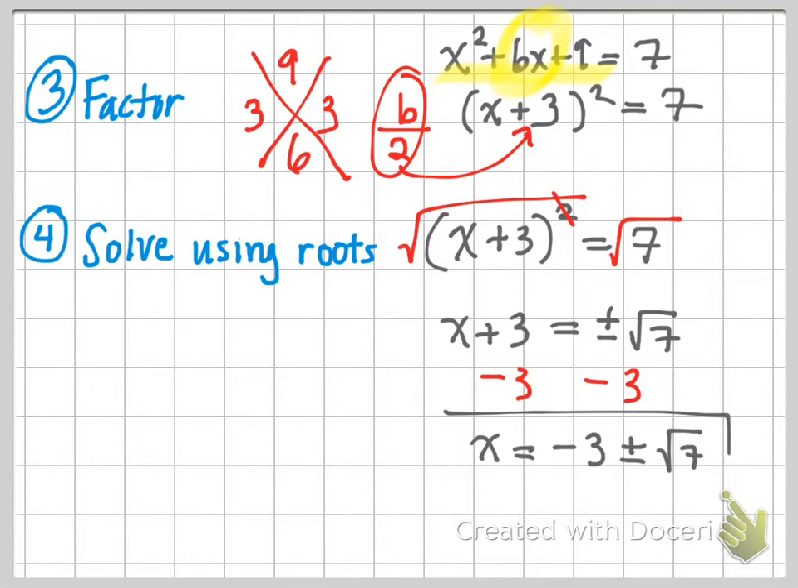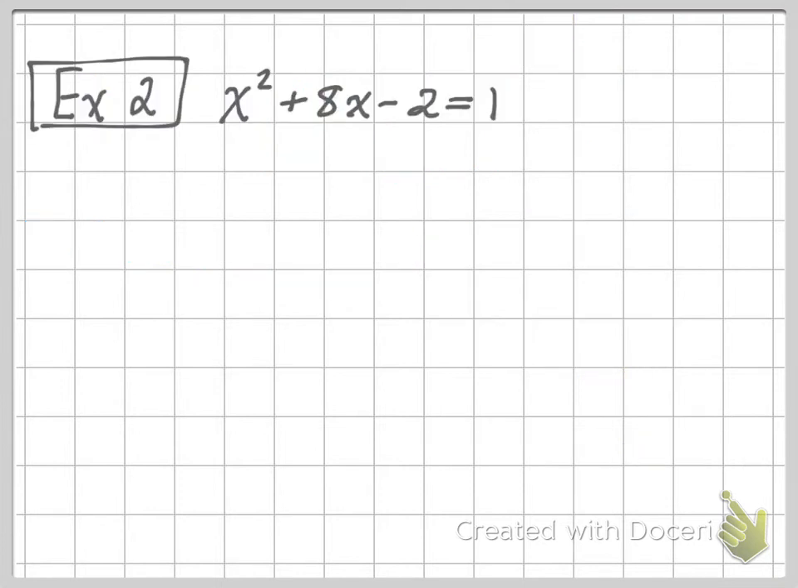And that could be my final answer, or I could use a calculator and get that in a decimal form, and I'd get two different answers, right? Because we have the plus or minus sign. Okay, so let's look at another example, and I'm not going to write out all the steps this time, so I'm going to go a little bit faster, but hopefully you'll get the hang of it.